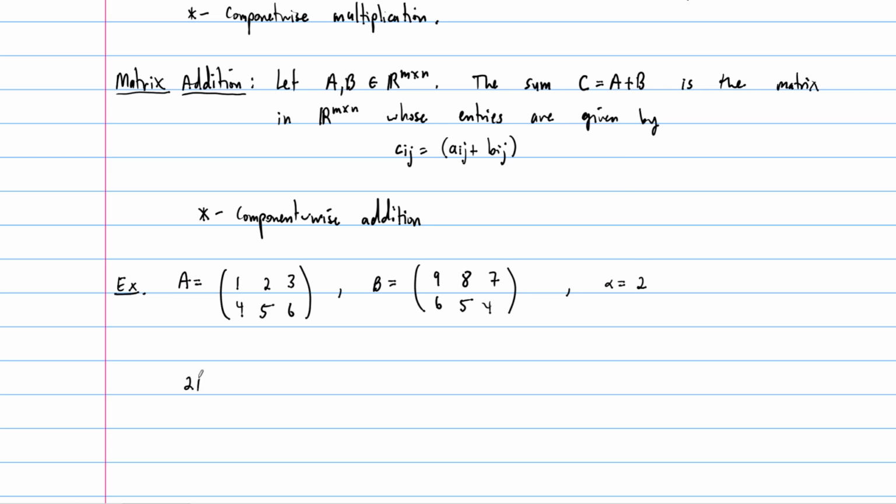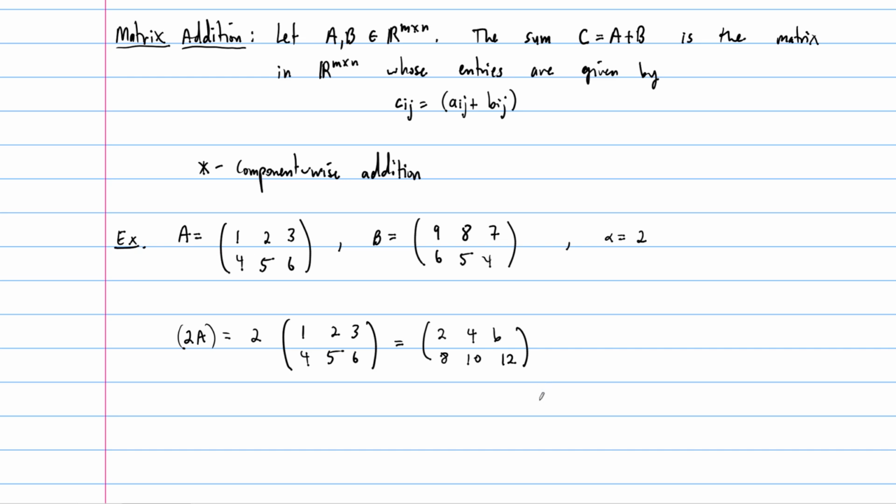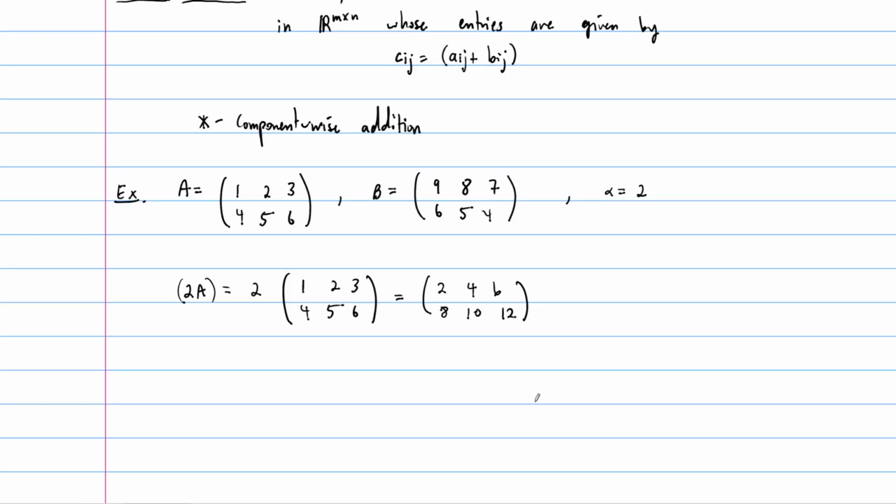Then the matrix 2 times A is defined to be the number 2 times this matrix, 1, 2, 3, 4, 5, 6. And this just goes component by component, right? So we multiply every single component by this scalar 2. And we end up with 2, 4, 6, 8, 10, 12. And so that's it. It's that simple. That's how scalar multiplication works.